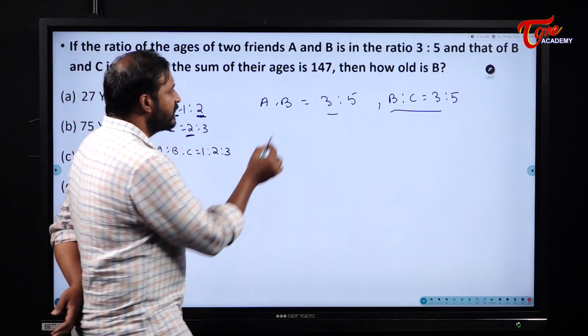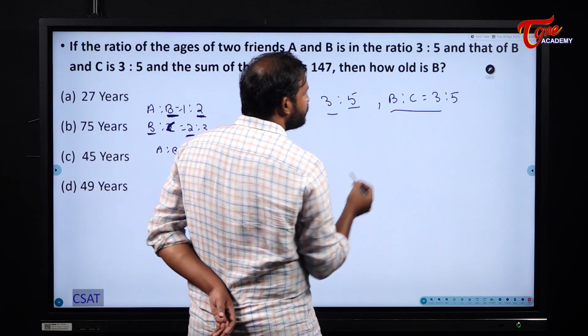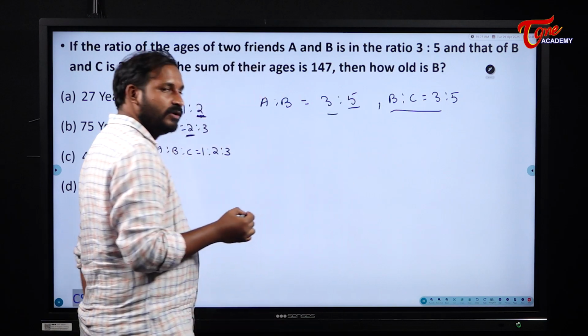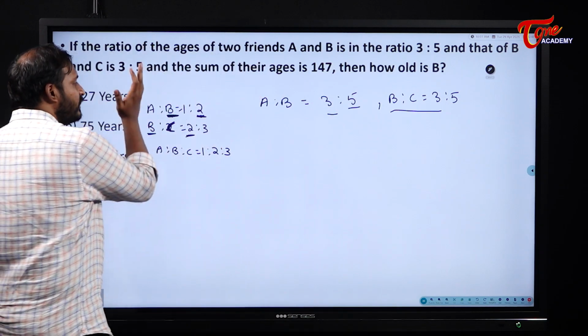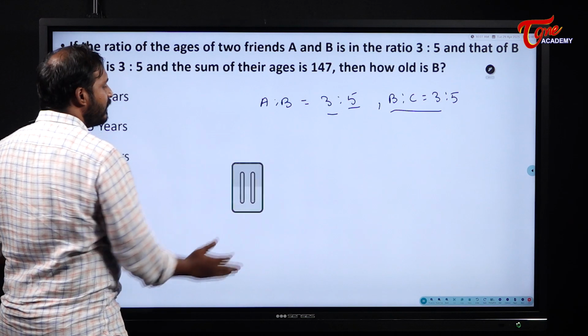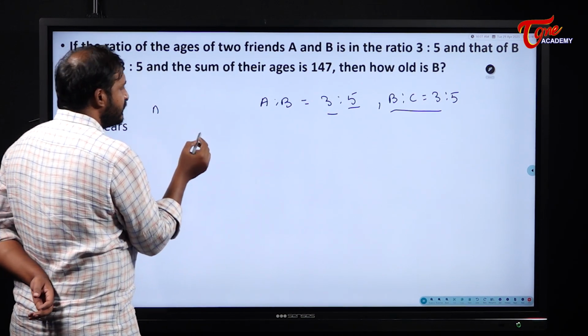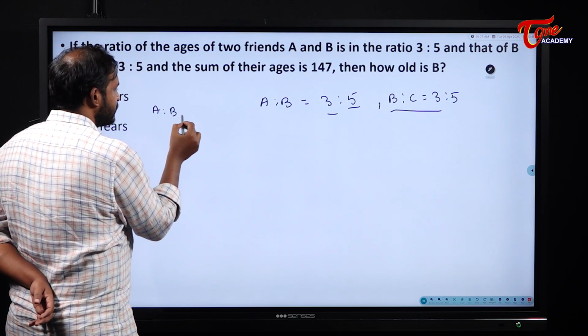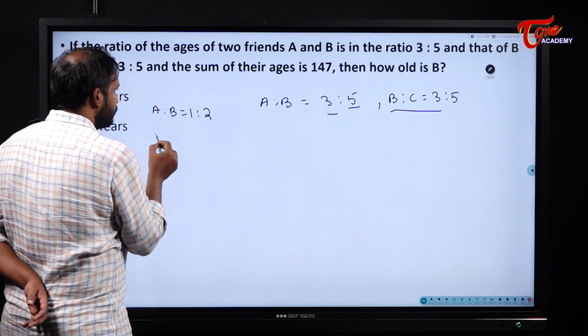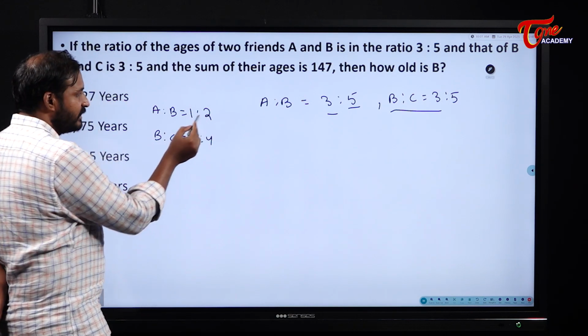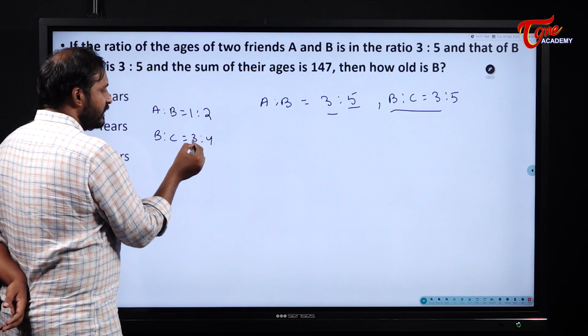But please observe here, what is B's portion here? 5. And what is B's portion here? 3. B's portion is here 3 and B's portion here is 5. So first of all, we need to equalize the ratios, we need to equalize B's portion. How will we equalize B's portion? Now please see here. I will take one more example. A is to B is 1:2 and B is to C is 3:4.